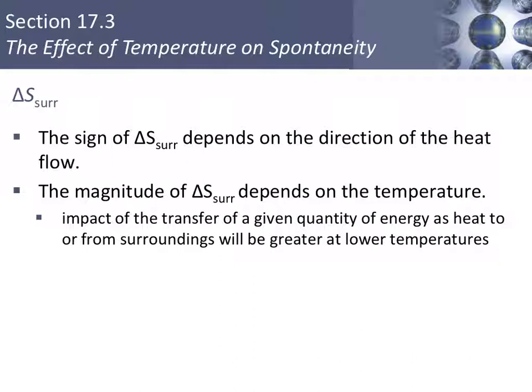When heat is transferred into or out of the surroundings, we see a change in the motion of the particles, the randomness, the disorder of the particles. And so the sign for the entropy change for the surroundings will depend upon if heat is transferred into or out of the surroundings. The magnitude of the entropy change for the surroundings does depend on temperature. The lower the temperature, the slower the motion of the particles. So even a small transfer of energy will increase the motion of those particles. So that means that the impact of the transfer will be greater at lower temperatures.